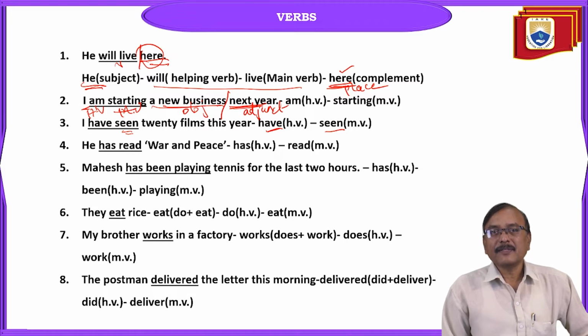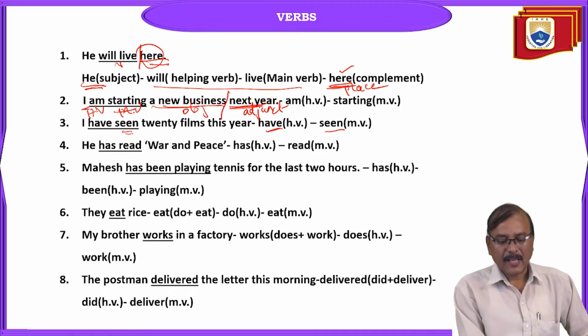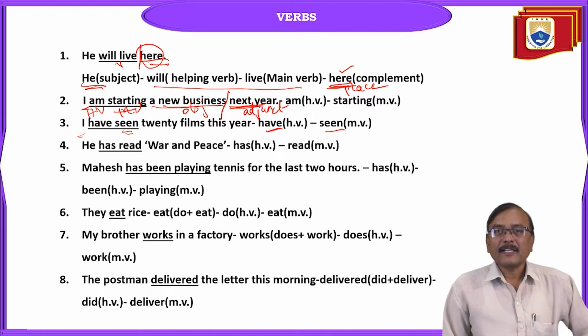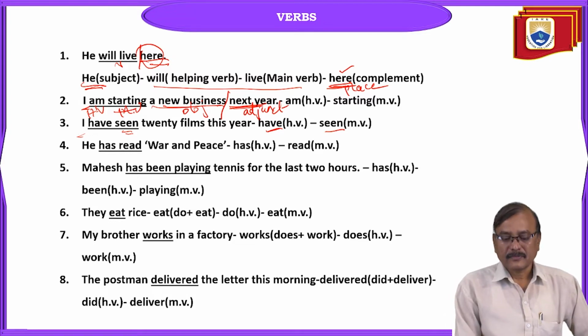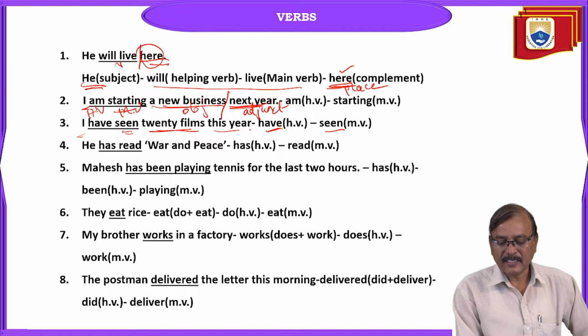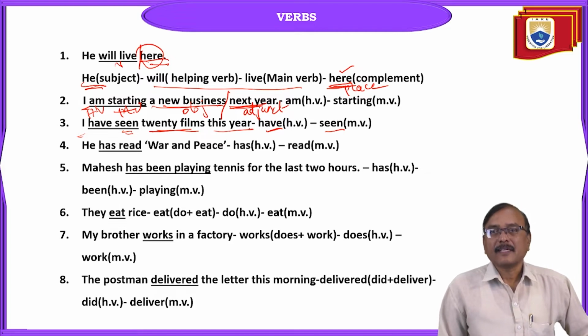Who is the doer of the action? I. So I is the subject. What has been seen? 20 films. These 20 films are the object. And this here is the adjunct. Adjunct is extra, which indicates either time or place or manner, like that.